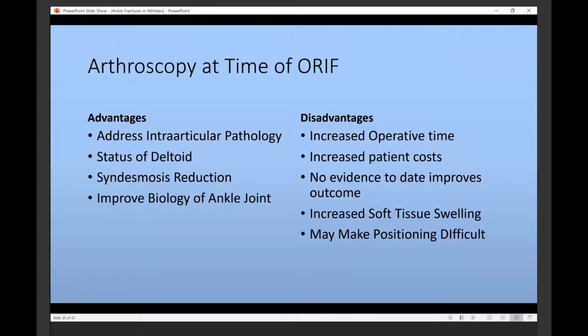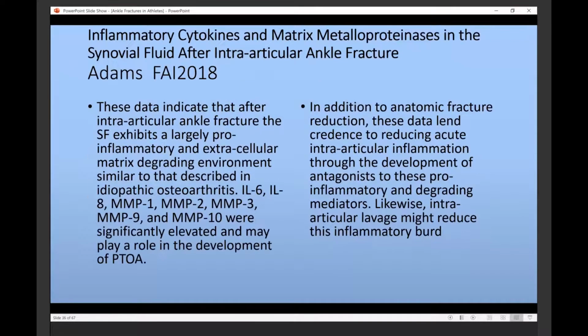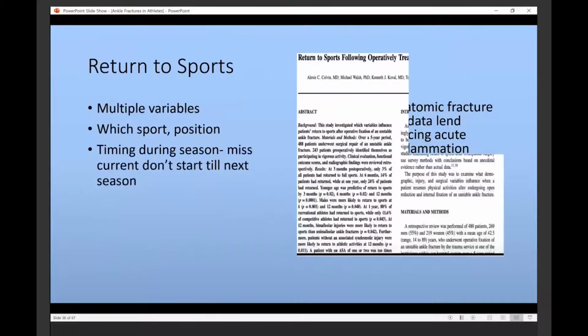The disadvantage is increased operative time. Some of these ankles are very swollen, then you probably add a little bit more swelling. And then really, for me, it's the position. If I'm going posterior, then I'm in a lateral position, and they have this big posterior fracture. Do I really want to put a scope in there and twist, bring the ankle over, rotate it out, and do a scope at the same time? So this is a nice article from Sam Adams that confirms that we should lavage these ankle fractures.